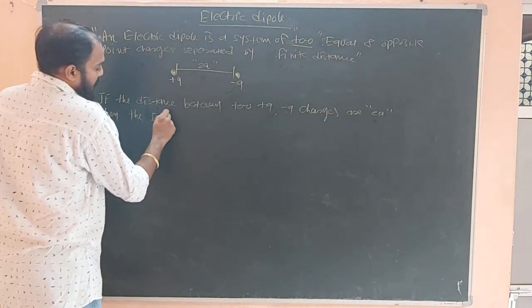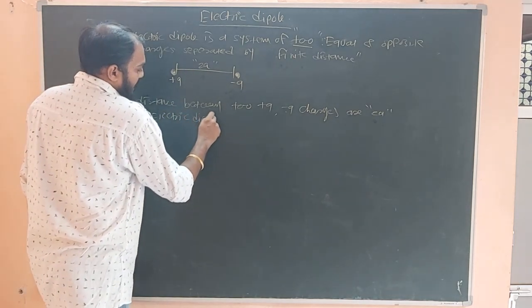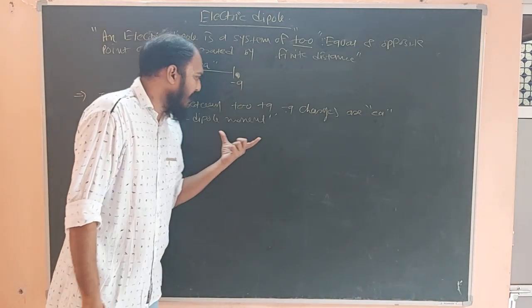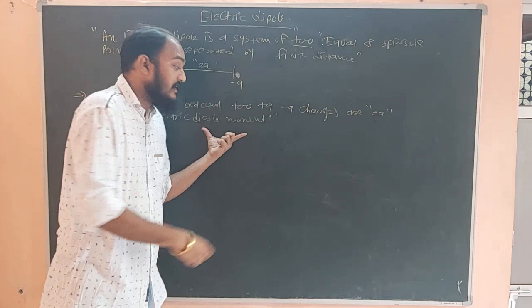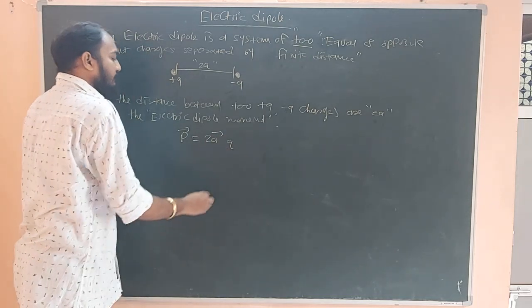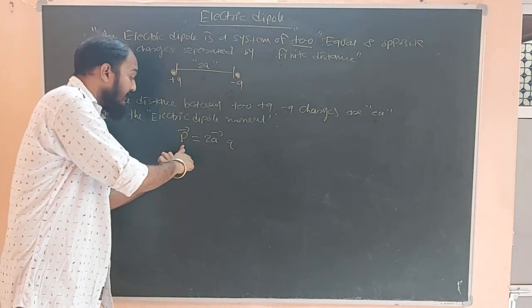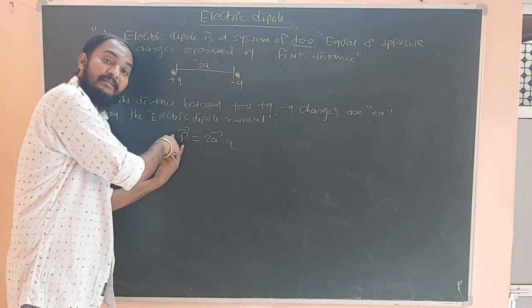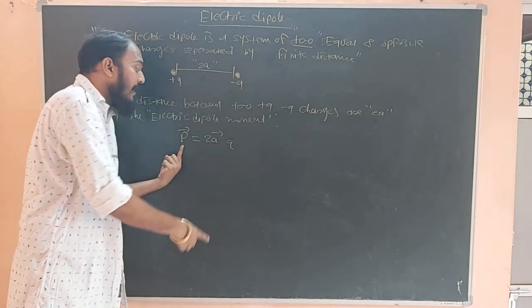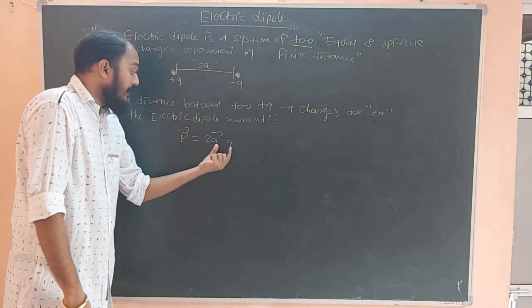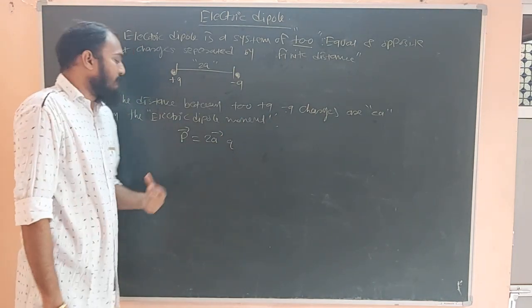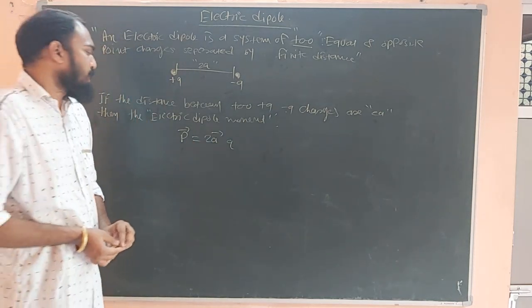If the distance between plus q and minus q charges is 2a, then we take the electric dipole moment. What is electric dipole moment? Electric dipole moment is denoted by p. p is a vector quantity equal to 2a into q. So how can we define electric dipole moment? It is the product of charge and the distance between them. That is your electric dipole moment.